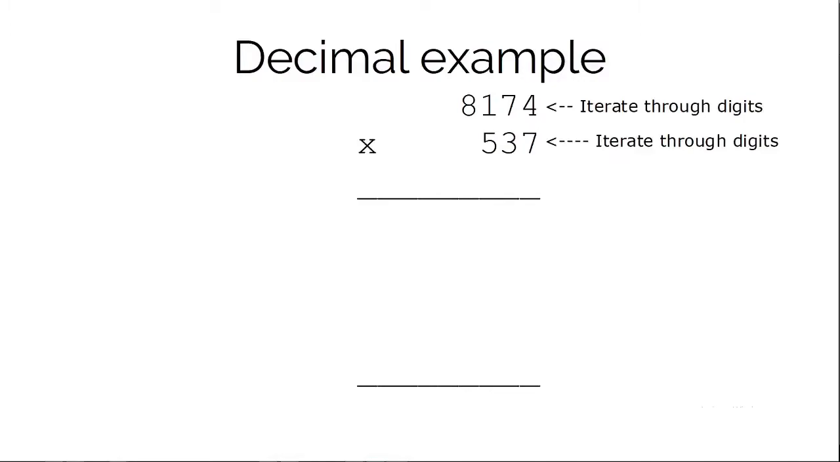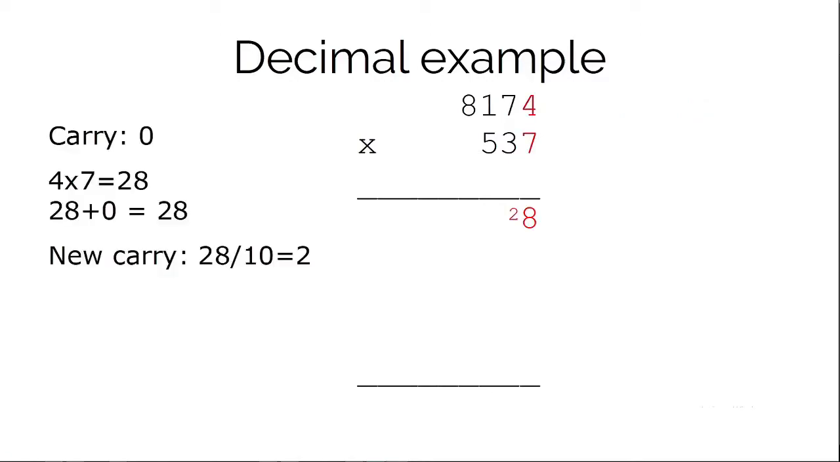So, right at the start of this, we're going to go through a decimal example. So we're doing 8,174 multiplied by 537, and we're iterating through the digits of 8,174, which means first we are multiplying the least significant digit, which is 4, by the least significant digit of the second number, which we're also iterating through.